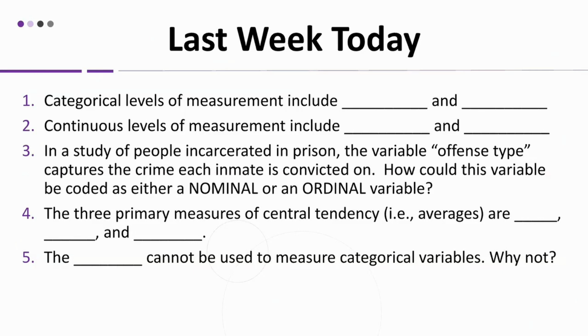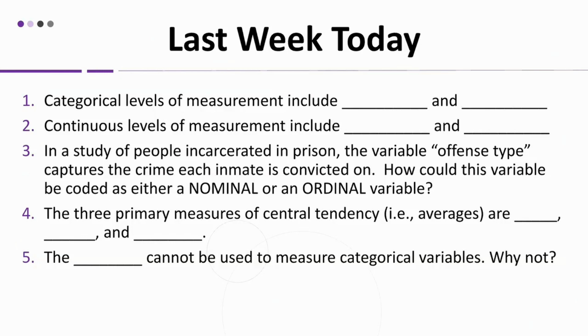So it is arguable. Or, if we were to look at the offense type based on actual levels of felony, perhaps murder, X, 1, 2, 3, 4, going down in severity, that could be a way that we could rank them. The 3 primary measures of central tendency, also known as the averages, we look at mean, median, and mode.